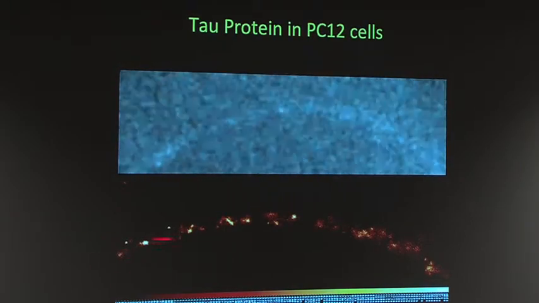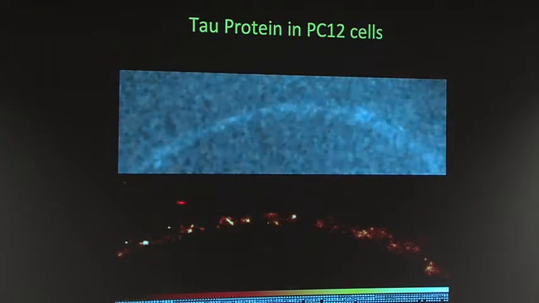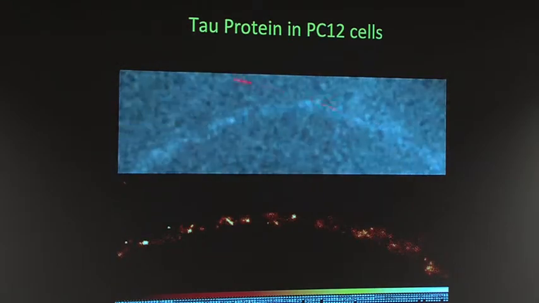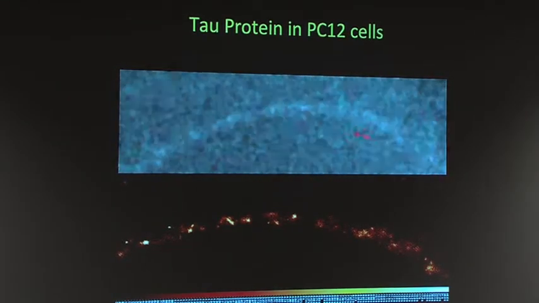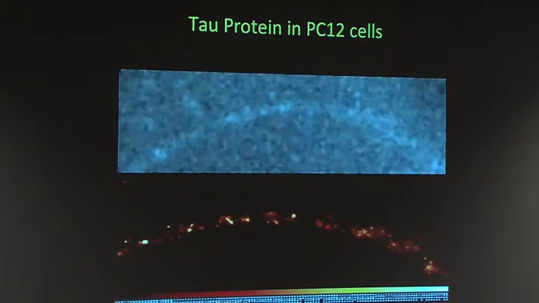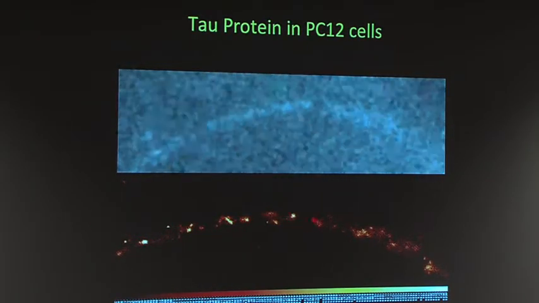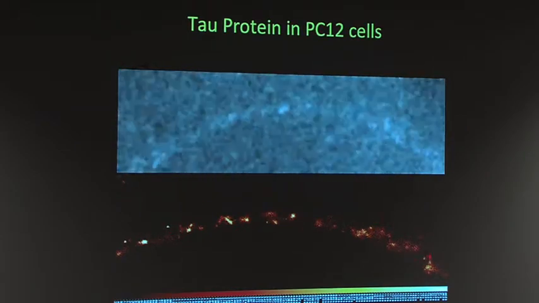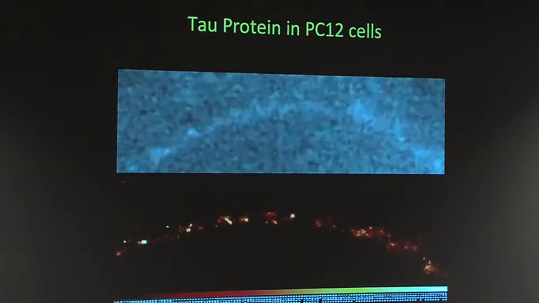This is a neuronal process coming from the cell body. And again, here's the raw image where you're looking at individual Alexa 488 molecules that are blinking on and off. Then you localize each one as it turns on, and you can build up a high-resolution picture of where the tau protein is along the process.